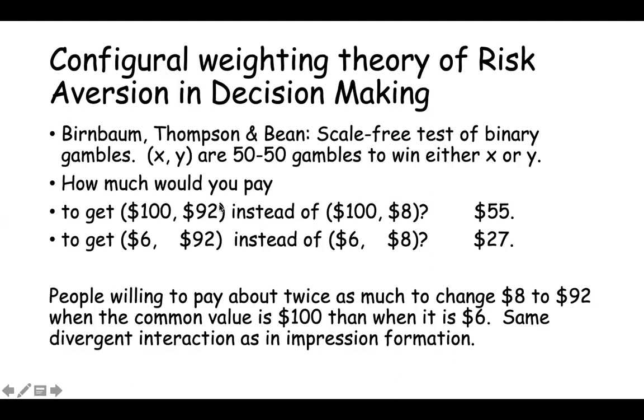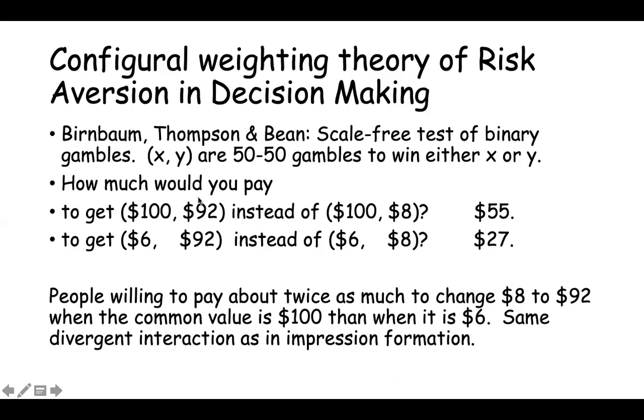So you're exchanging one gamble for another, kind of like you're trading in one car, paying them some money and getting a different car. So to get this gamble instead of this gamble, how much would you pay? And people judge that to be worth $55 more. So it's worth paying $55 to get this gamble instead of this gamble. Well, how about to get this gamble, 6-92 instead of 6-8? People are willing to pay 27.